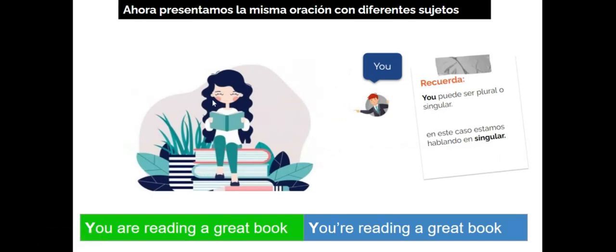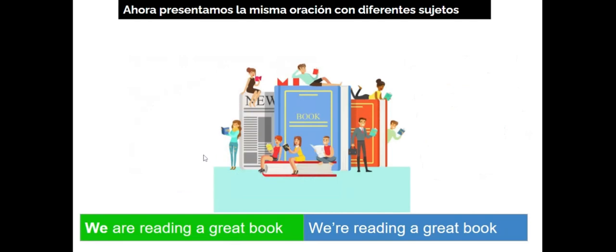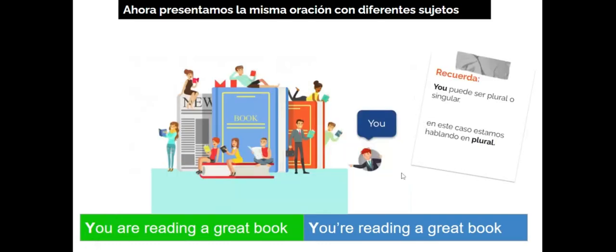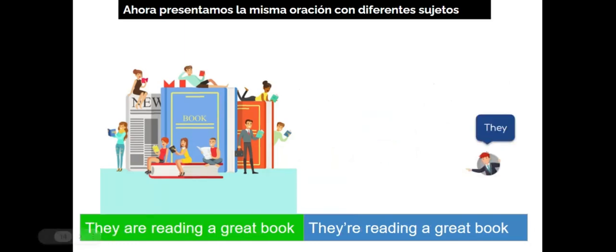And we have you. You can be plural or singular. In this case, we are using you as a singular. You are reading a great book. You're reading a great book. Then we have we. We are reading a great book. We're reading a great book. Then we have you in a plural form. You are reading a great book. You're reading a great book. And we have they. They are reading a great book. They're reading a great book.